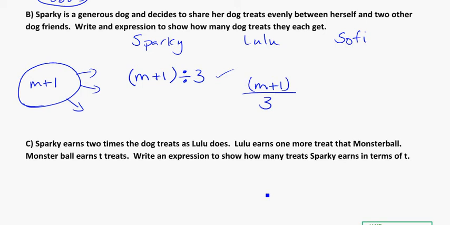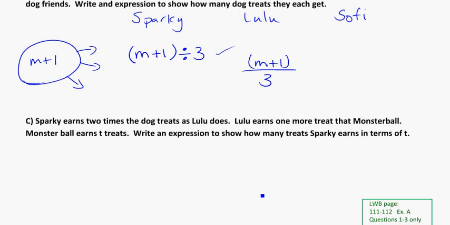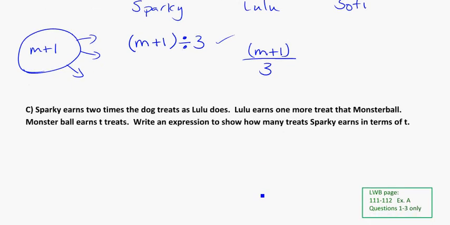So looking at another example, Sparky earns 2 times the dog treats as Lulu does. Lulu earns 1 more dog treat than Monster Ball, and Monster Ball earns T treats. Okay, so now we've got a lot of information. It's like overload. Let's try to simplify it a little bit. We know we've got Sparky, we know we've got Lulu, and we know we've got their friend Monster Ball.